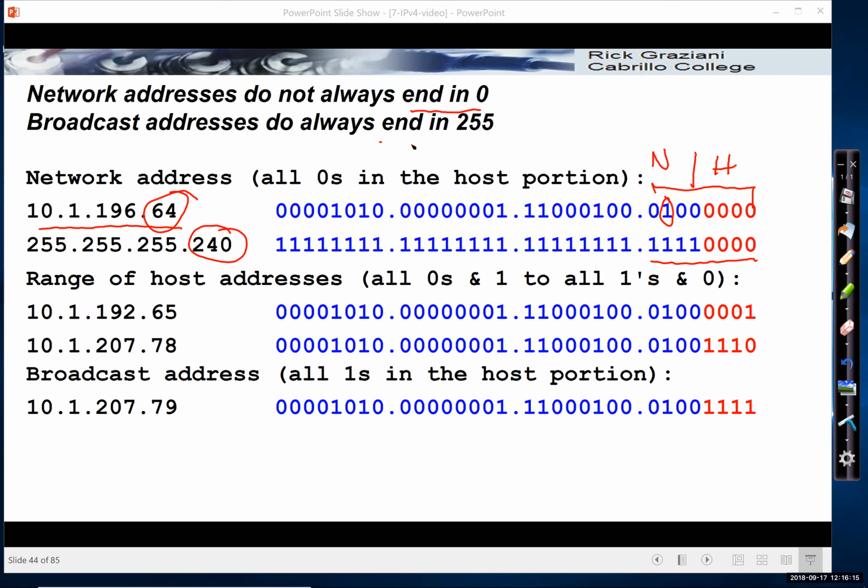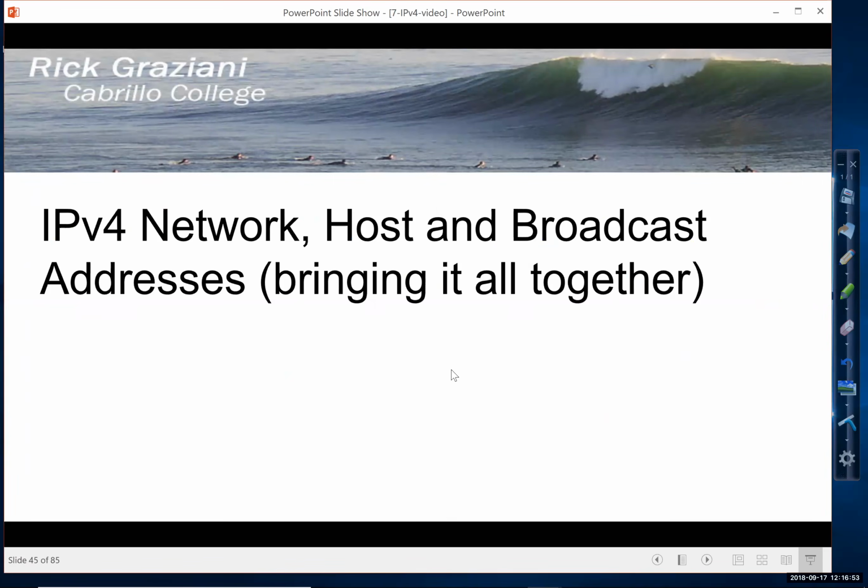How about broadcast addresses? Do they always have to end in 255? No, same deal. Look at our broadcast address. Because we have some zeros and ones in the network portion, and the host portion is all ones, it gives us something other than a 255. It gives us a .79. So a lot of times by converting all these things to binary, we can visualize the addresses a lot easier and find out what the range of host addresses are on that network. I hope that helped bring some of this together, the network, host, and broadcast addresses.